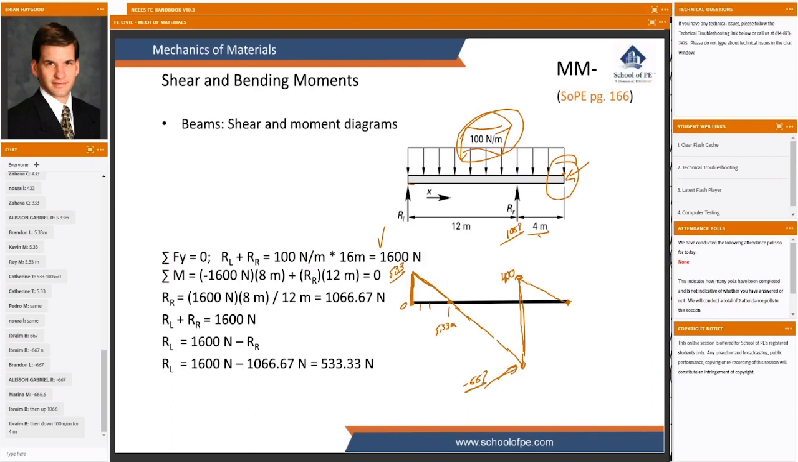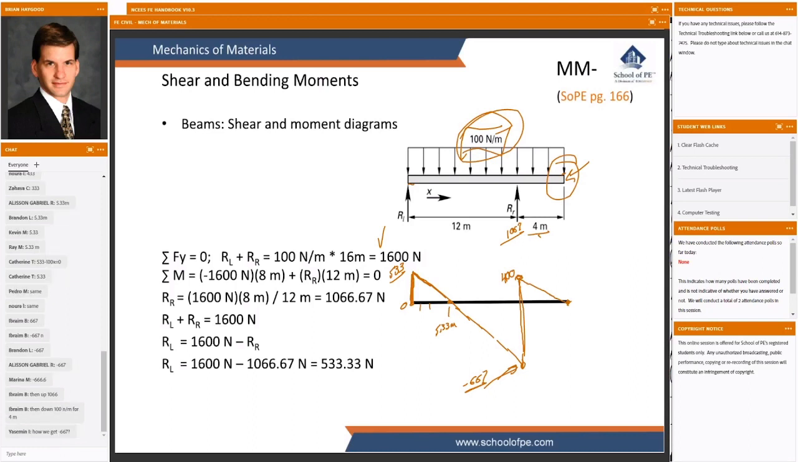You can work these problems from left to right. If you want more practice, then work it from left to right, and then start over and work it from right to left and see if you get the same values. You should in every case. So there's our shear diagram.